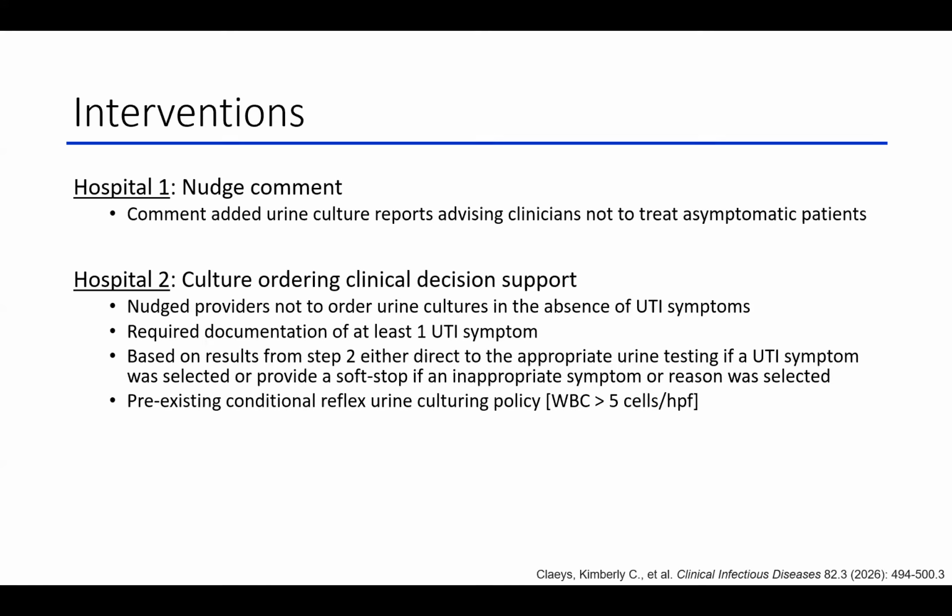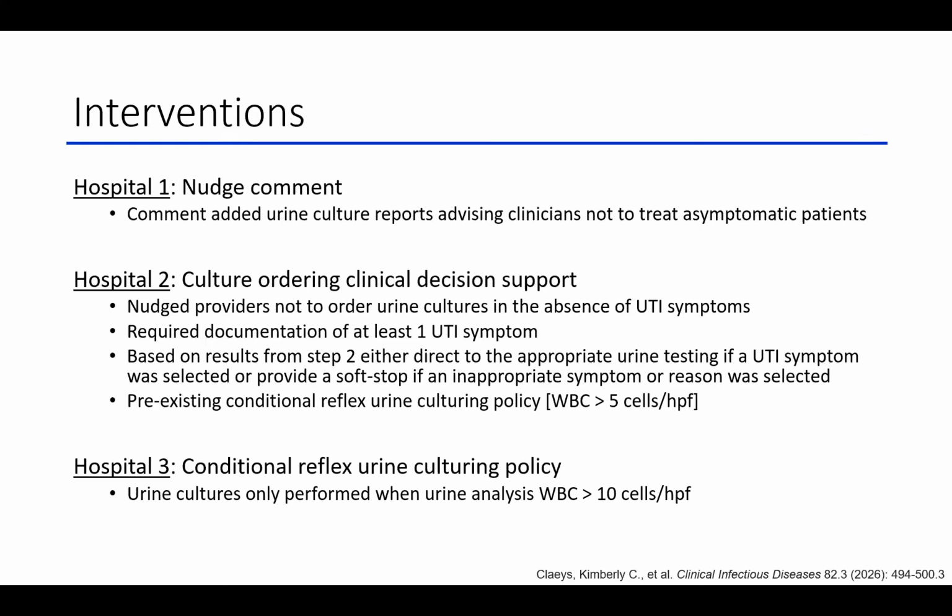And then, like I said, they had a pre-existing urine reflex culture policy with the 5 white blood cells per high-powered field. And then Hospital 3 had the most stringent policy. Urine cultures were only performed when the UA had greater than 10 cells per high-powered field. So more restrictive UA, and that's all that they were doing.